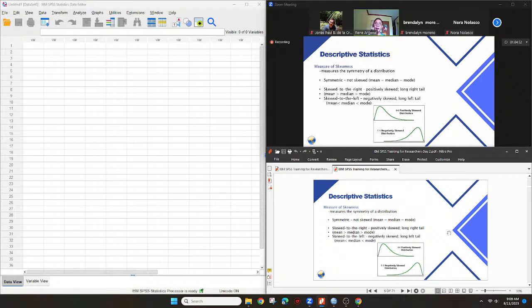When you talk about the ages of the residents, the people or patients in a home for the aged, you expect that to be skewed to the left. I think that is very clear.